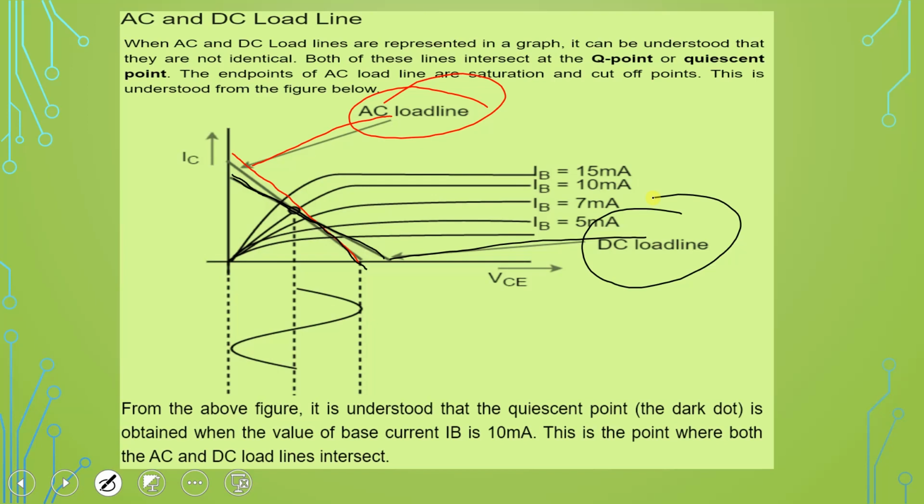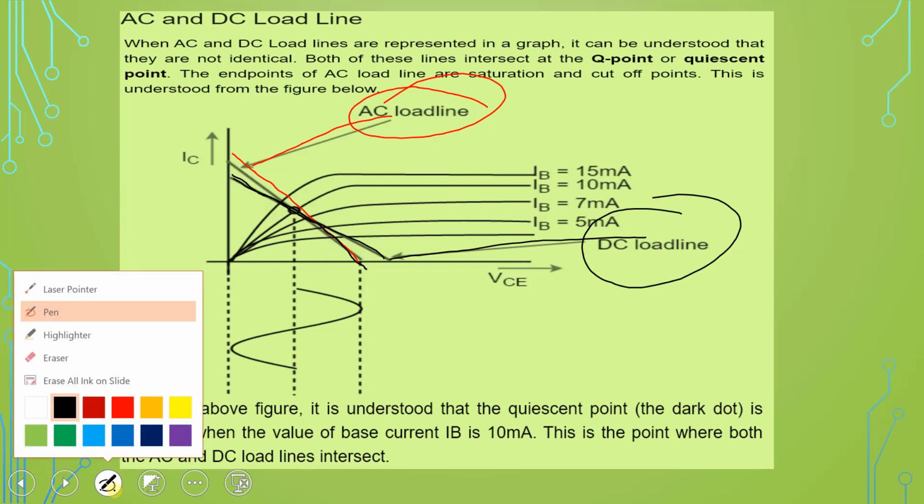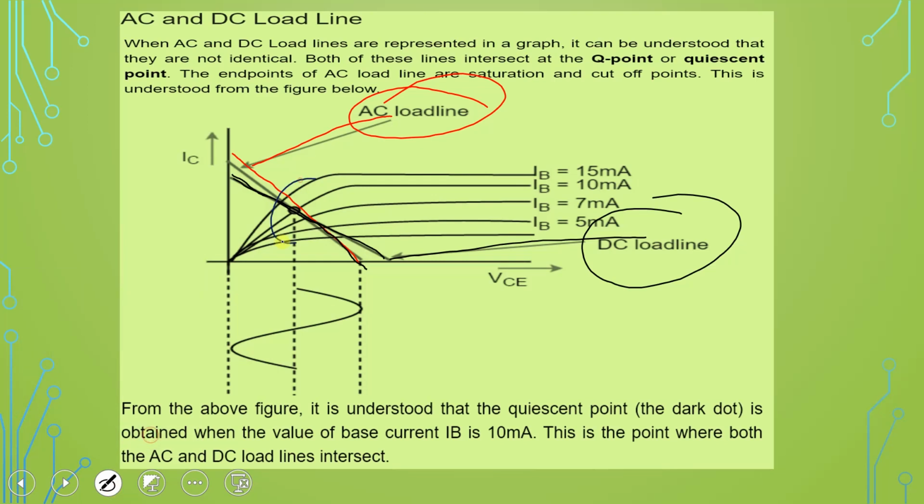When AC and DC load lines are represented in a graph, it can be understood that they are not identical, they are not the same. Both of these lines intersect at the Q point, where the AC load line and DC load line intersect each other. That point is called the quiescent point or the Q point. So this is called the Q point, which we will discuss in the next video lecture in detail.